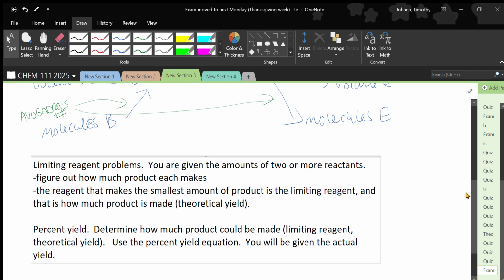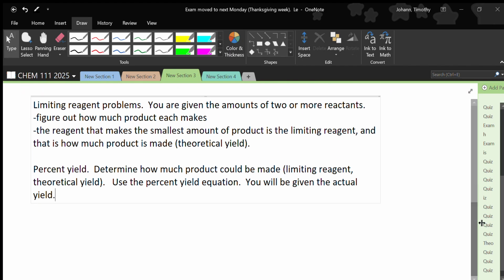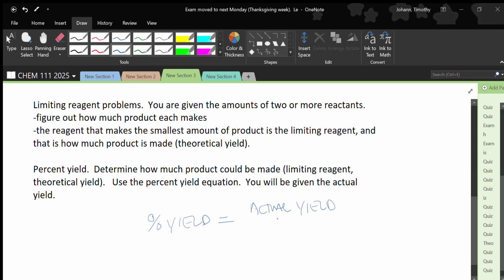I didn't see many people having problems with the equation. Remember the percent yield equation is equal to actual yield over theoretical yield times 100%. Don't forget the 100%.